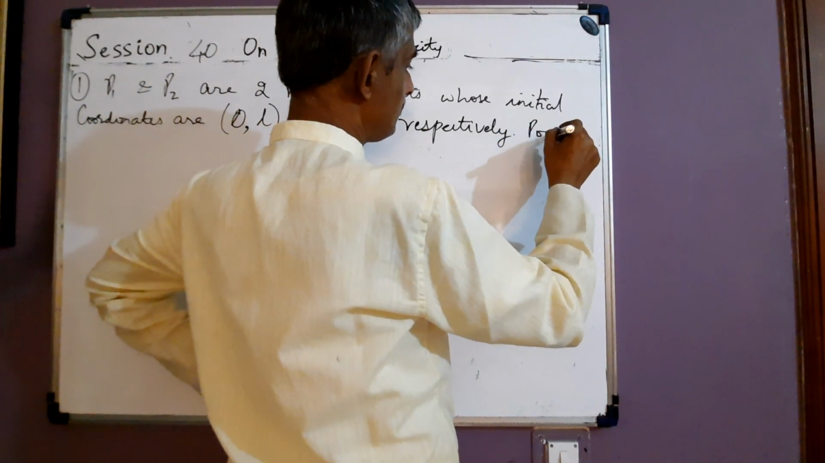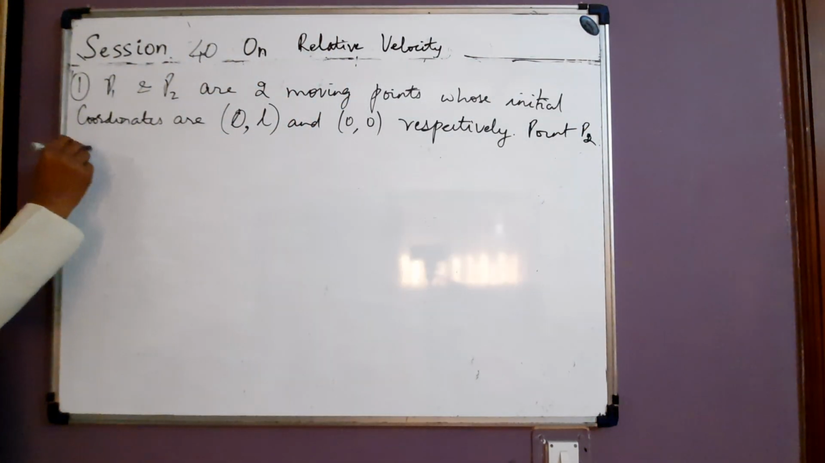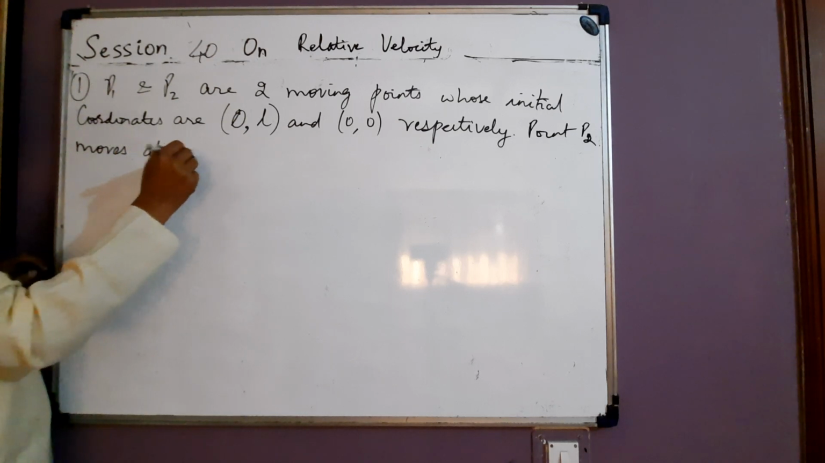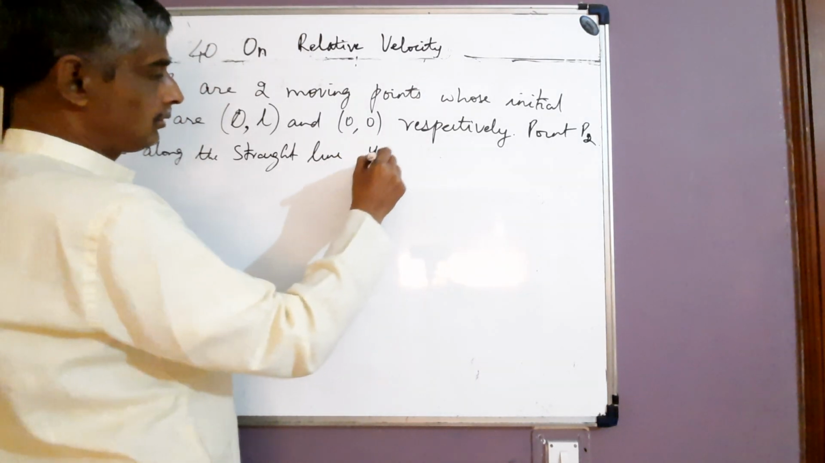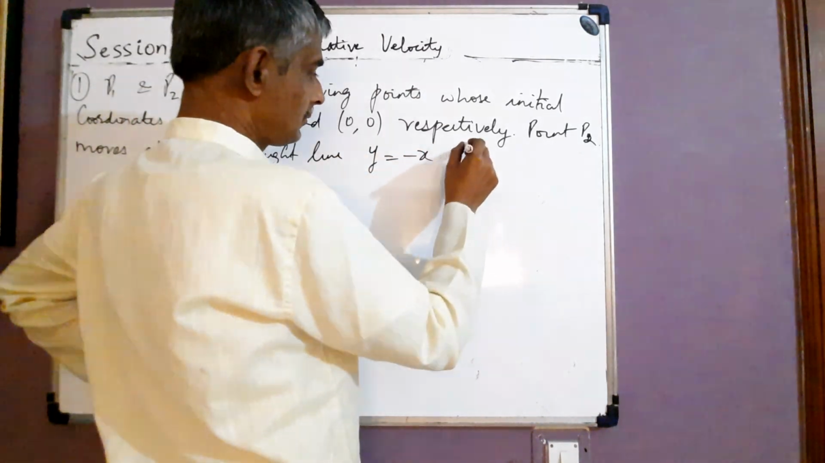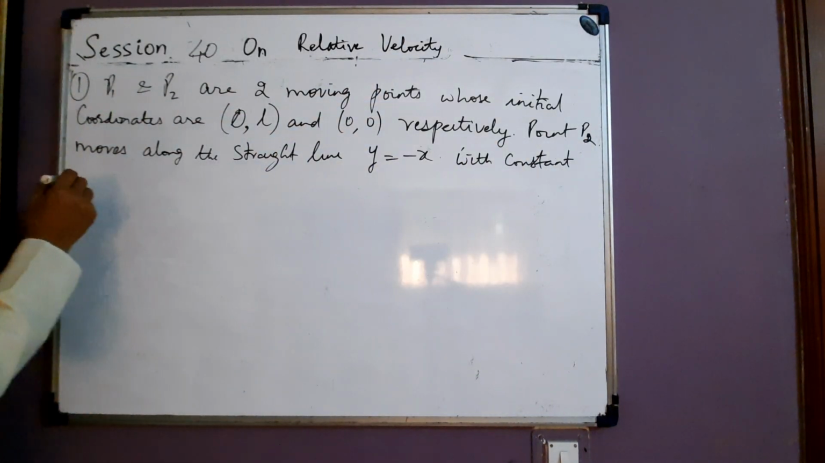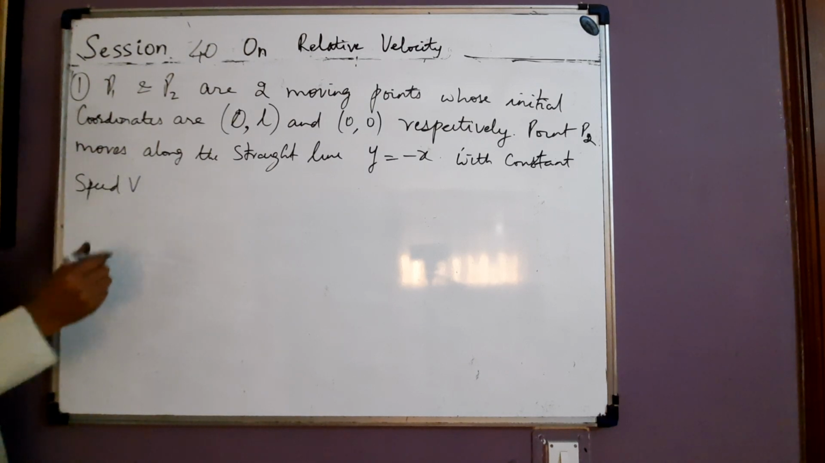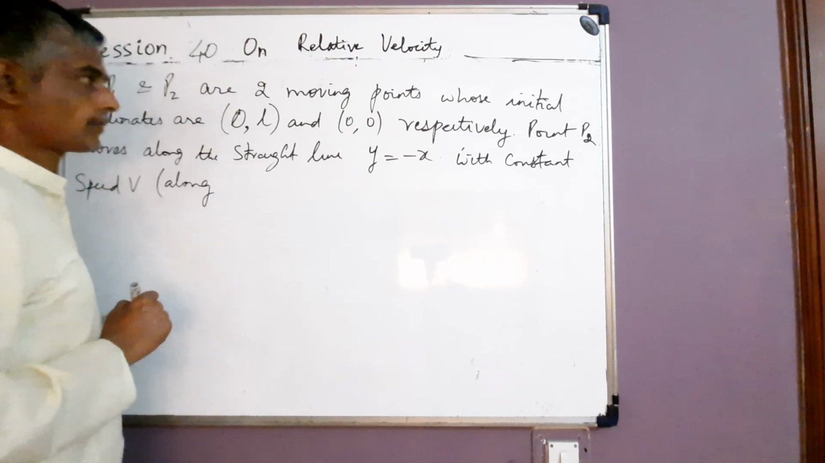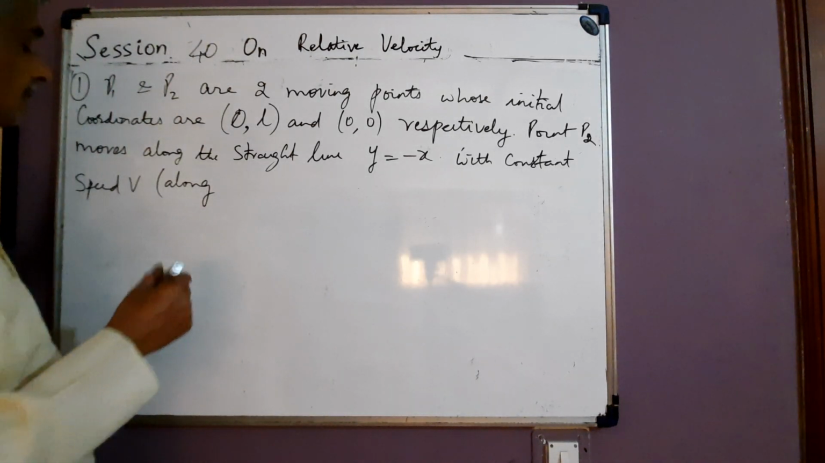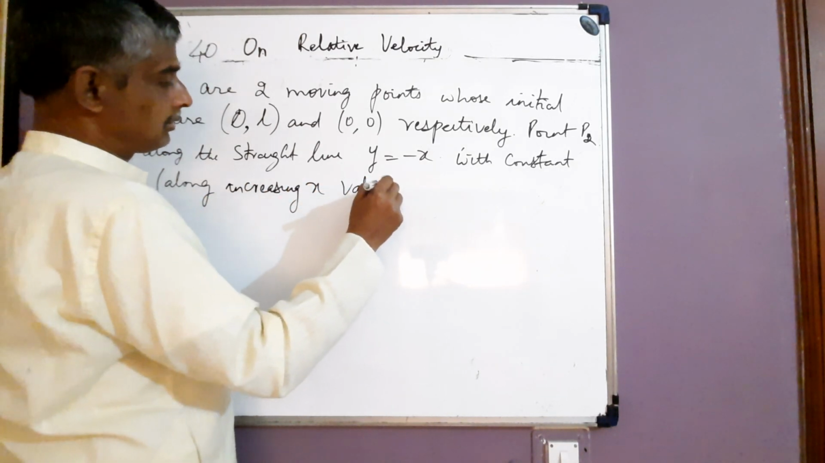Point P2 moves along the straight line y equal to minus x with constant speed v along increasing x values.